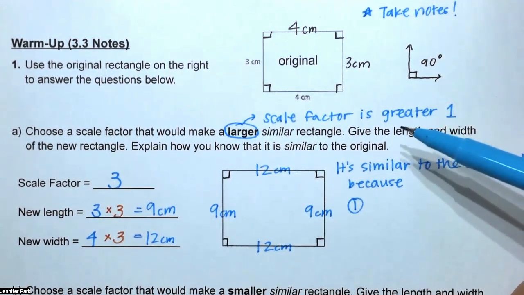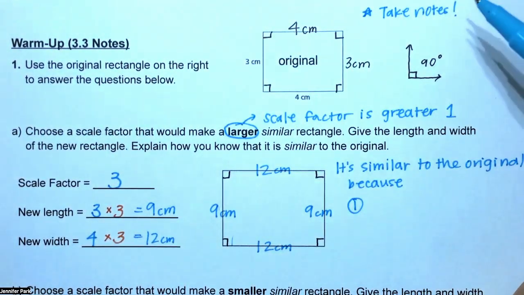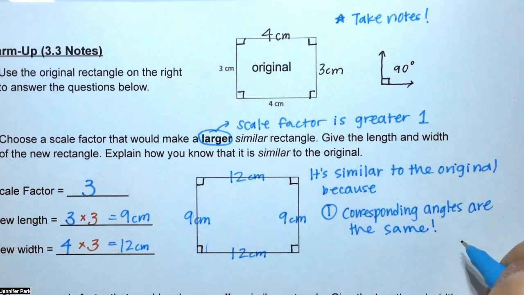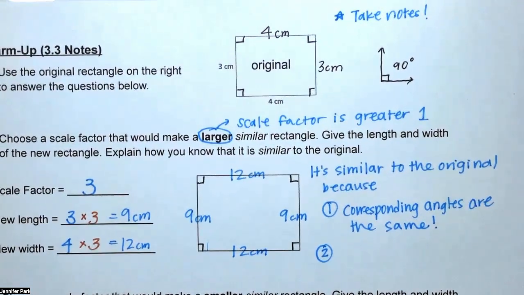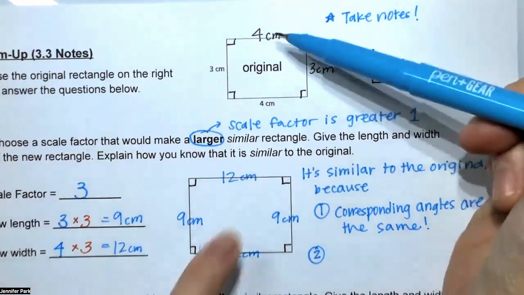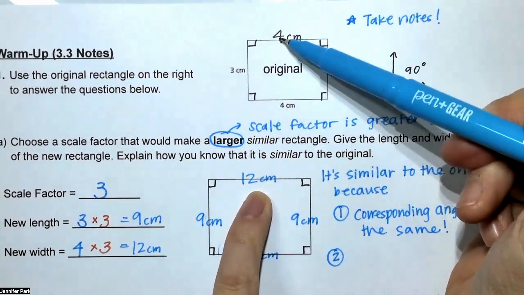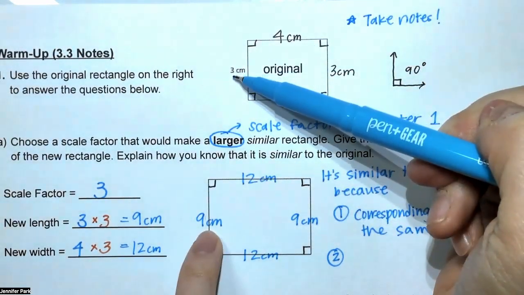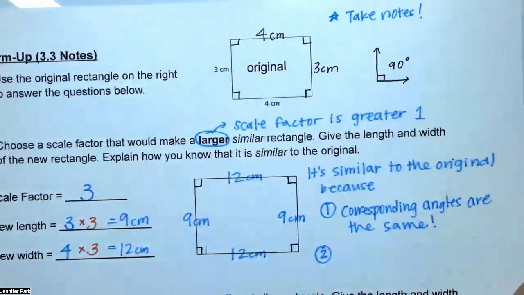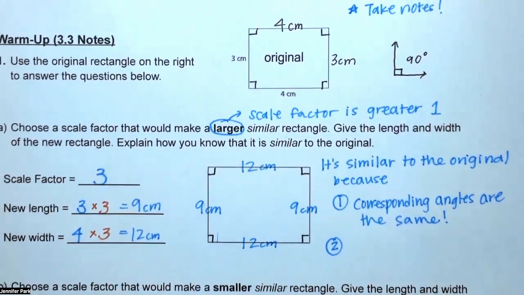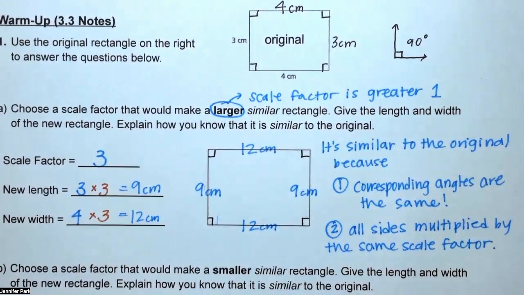Now remember, corresponding means matching. So again, matching angles are exactly the same. They're all 90 degrees. Okay, so make sure you write that down. And then number 2, what's another reason why they're similar? Well, every side is multiplied by the same scale factor. 4 times 3 is 12, 3 times 3 is 9, 4 times 3 is 12, 3 times 3 is also 9. All sides are multiplied by the same scale factor. Okay, make sure you have 2 reasons in your answer.